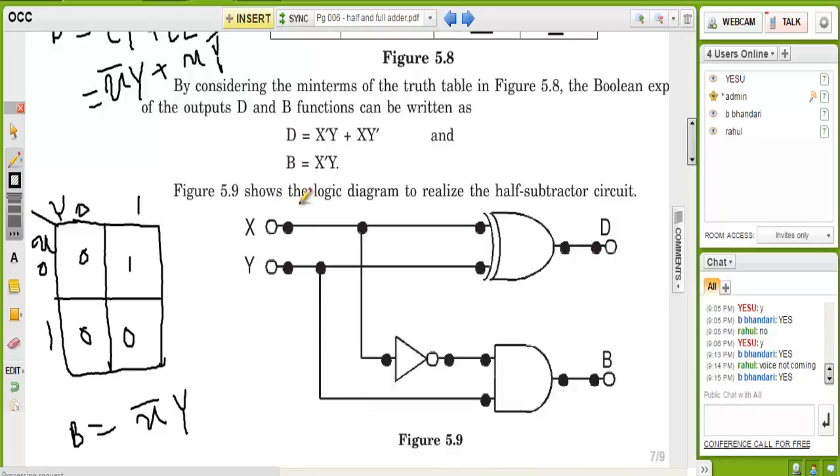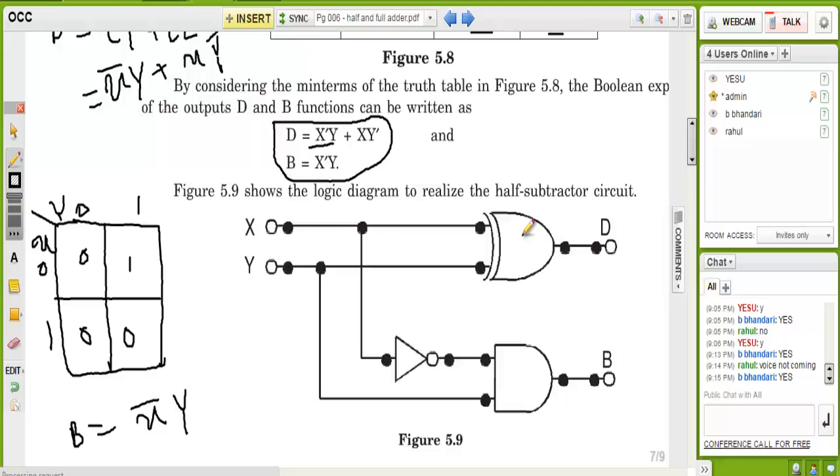So we have to implement both of these circuits in one form. So see this circuit, it is a truth table of XOR: x bar y plus x y bar. It is a logic equation of XOR. So we can get the D from a direct XOR. So we give x y input to the XOR gate.